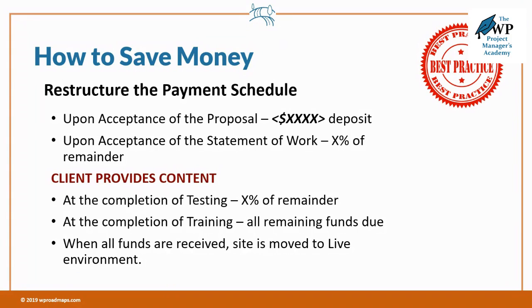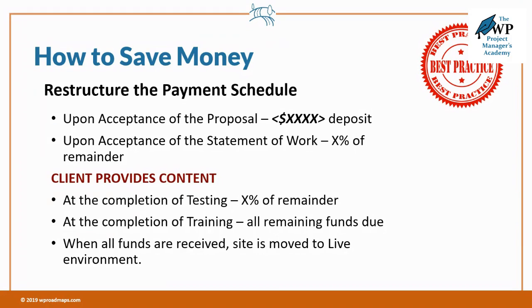Why are you doing it that way? It makes no sense. You're just coming up with a percentage to get paid at certain milestones. It makes much more sense if you get paid ahead of time for each phase you complete. The way we do it is upon acceptance of the proposal, we get X number of dollars as a deposit. Whatever that deposit is covers all of phase one. That means phase one is paid for.